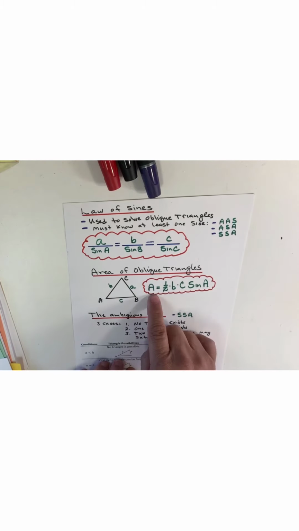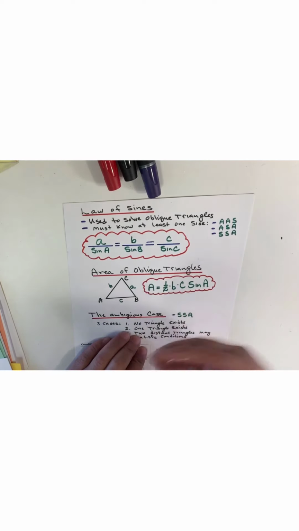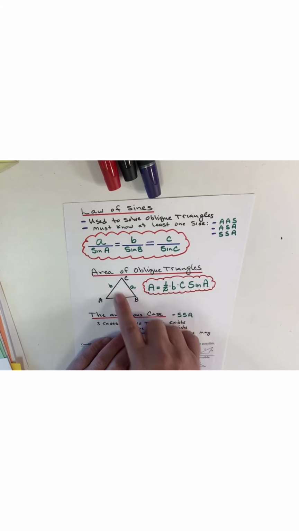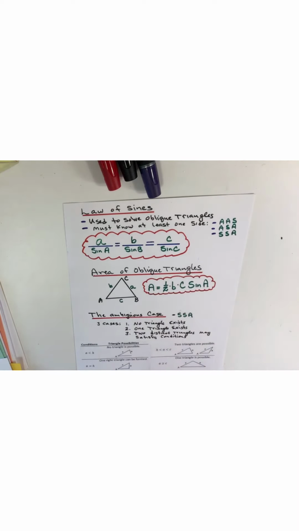You're only going to be doing this on the second part of the assignment, not the first part. But the area of an oblique triangle, not a right triangle, is 1/2 bc sine of A. B and C, of course, are the lowercase letters, and the sine is of A. Okay, this is how we find the area of an oblique triangle. So we are going to start on this homework assignment here.